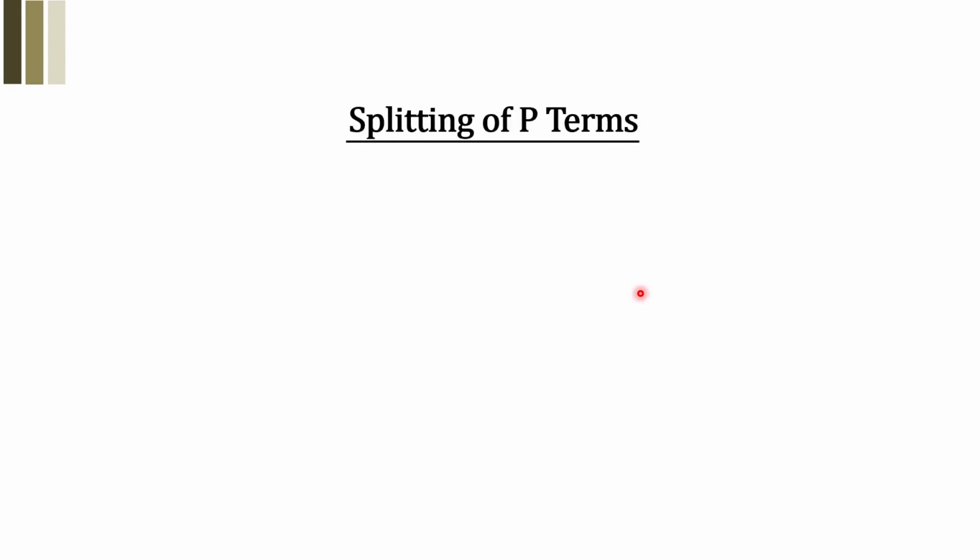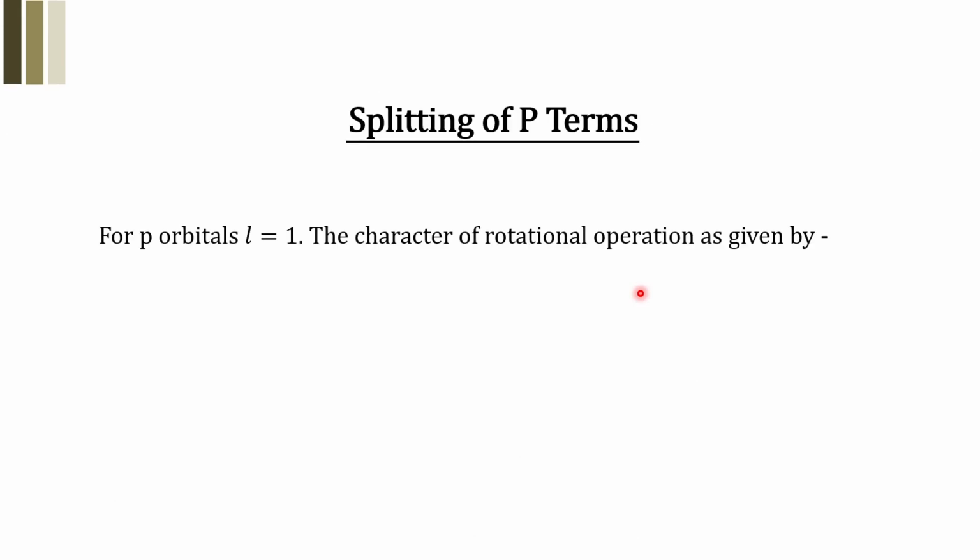When we are talking about splitting of P terms, for the p orbital L is equal to 1, and if we use the same expression, rotation by a certain angle would ultimately give the value sine of (L plus half) alpha divided by sine of alpha by 2, and because L is 1, that leads to sine of 3 alpha by 2 divided by sine of alpha by 2. For various rotational operations, this formula can be used in a straightforward manner.